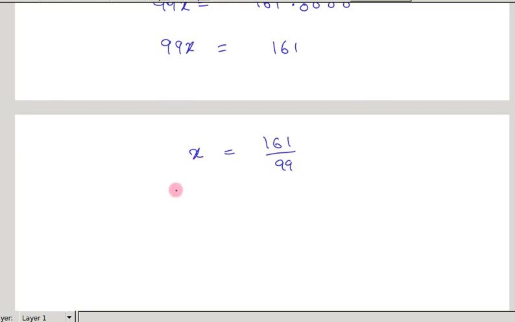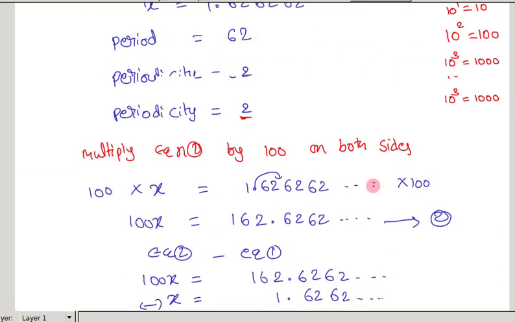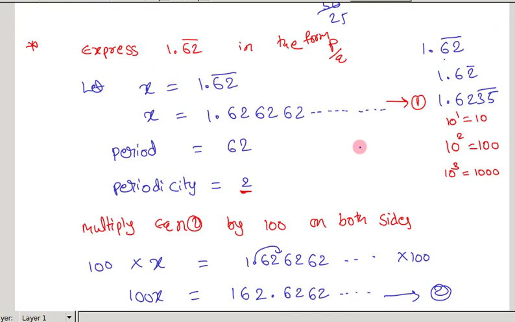So this is the P by Q form, or rational form, of 1.62 bar. 1.62 bar is equal to 161 by 99. This is how to convert a non-terminating repeating decimal into the form of P by Q. And by observing this method, no need to worry about it.